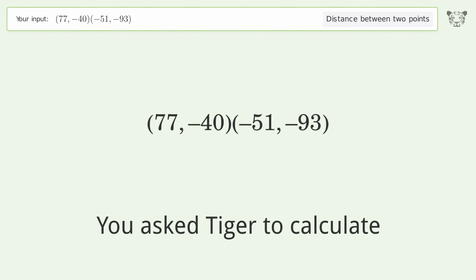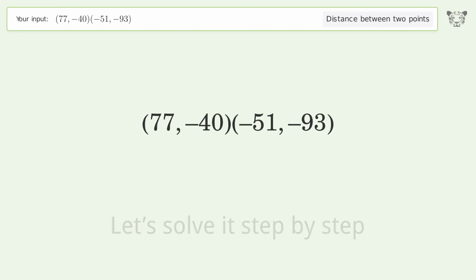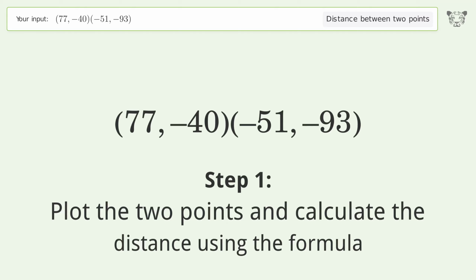You ask Tiger to calculate. This deals with the distance between 2 points. The distance between the 2 points is the square root of 19,193 or 138.539. Let's solve it step by step. Plot the 2 points and calculate the distance using the formula.